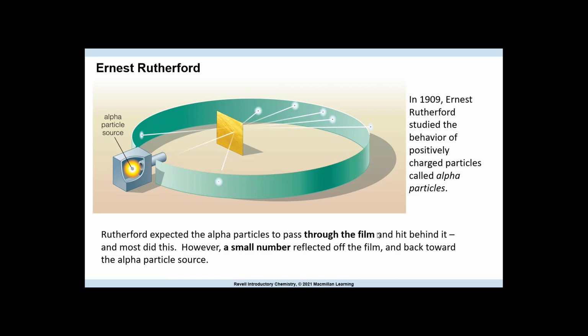Because of this, it led him to believe that the plum pudding model was not correct. So what he came up with is that he believed most of the atom was empty space. So a big volume of empty space with a very dense nucleus at the center. And because of this empty space, that's how most of the alpha particles were able to pass through, because it was just empty volume and the alpha particles didn't come into contact with anything. But for those few that hit that dense nucleus, that caused this repulsion, this reflection of them coming backwards.